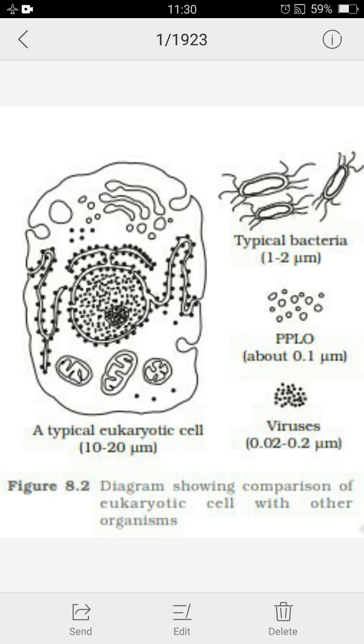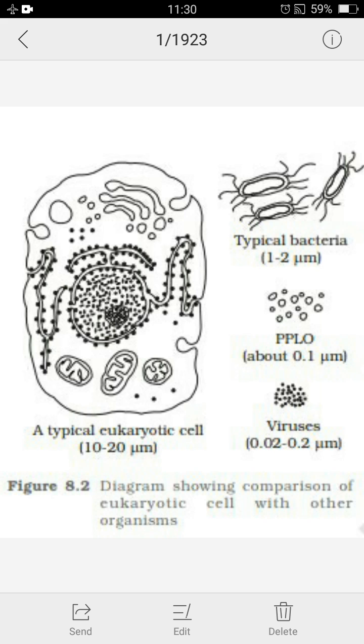The organization of the prokaryotic cell is fundamentally similar even though prokaryotic cells exhibit a wide variety of shapes and functions. So here on the screen you can see a typical eukaryotic cell which is between 10 to 20 μm, and other cells are there. Bacteria are generally 1 to 2 μm in size. PPLO is about 0.1 μm in size, and viruses are 0.02 to 0.2 μm in size, right?